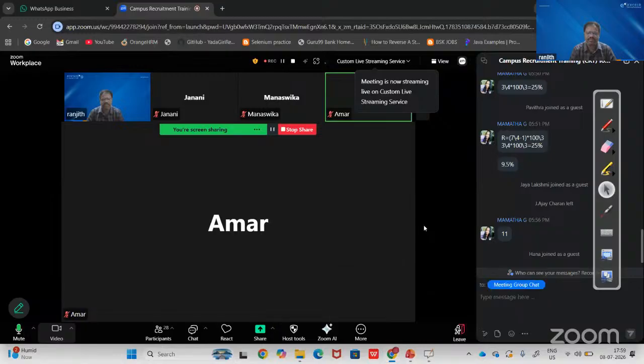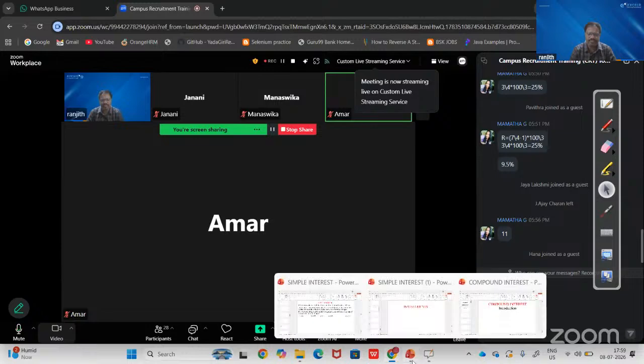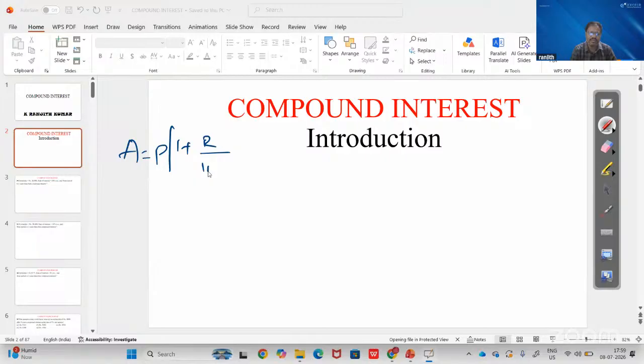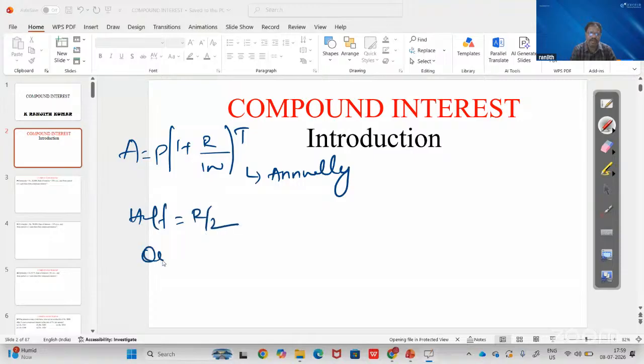So what are the different types of formulas we are having in compound interest? Anyone? So different types of formulas we are having. A equal to P into 1 plus R by 100 whole to the power of T. This will be equal to compound interest annually. If I go with half yearly, that will be R by 2. Quarterly is nothing but R by 4. Monthly is nothing but R by 12.